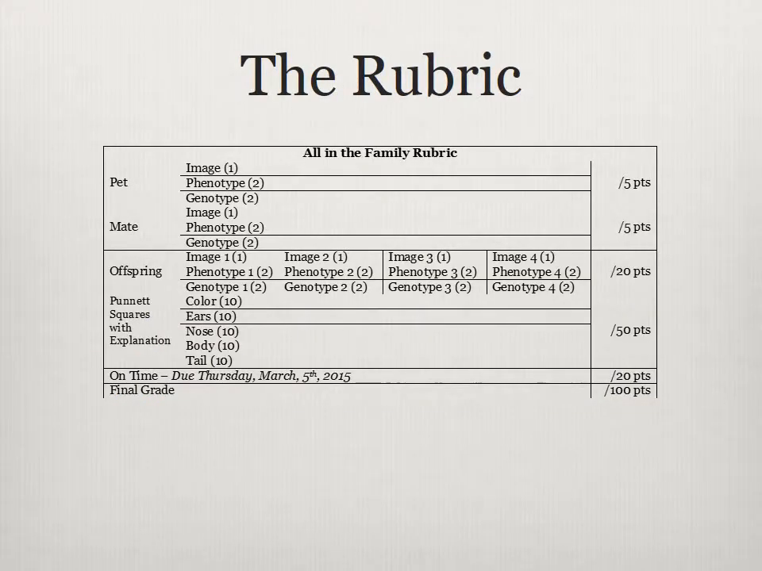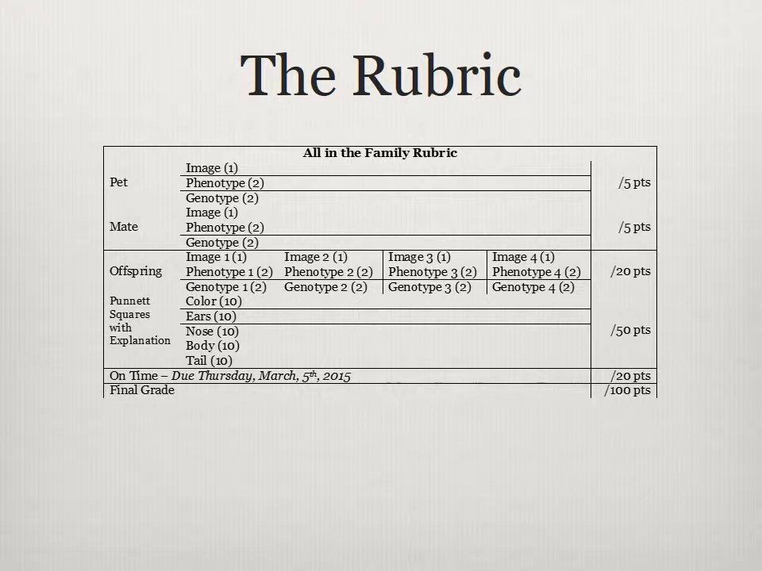So what that looks like in the rubric. Pet, you need an image, a phenotype, and a genotype. So you're going to make the pet, type up whether it's blue with pointed ears and a small triangle nose and a long silk tail. You're going to write all that out. And then you're going to give me the genotype. You're going to do the same thing for my pet. And I've already given you everything that you need to do that.